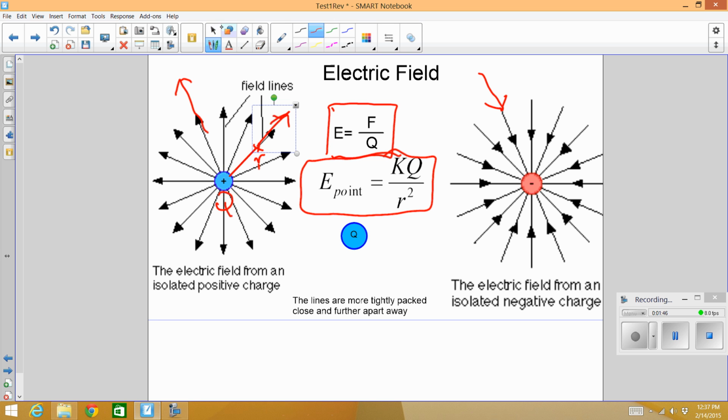If I now place another charge at that point, right there at the X, that charge will experience a force given by the equation on top. That force is equal to the charge I just put there multiplied by the electric field at that point. If the charge is negative, the force will be in the opposite direction.